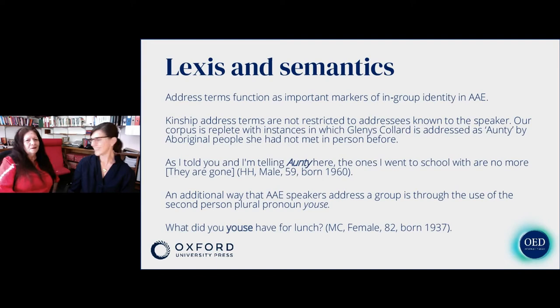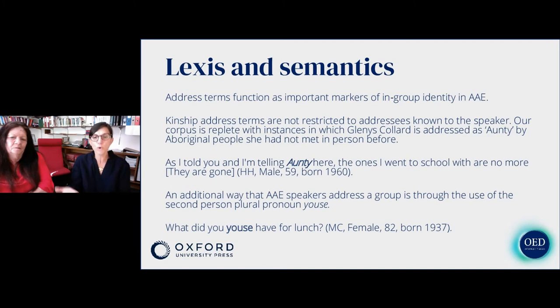It's all there. And the other thing that we found in our corpus is the use of 'youse' as a second person plural pronoun to refer to more than one person very, very clearly. So this group orientation really shows quite clearly in the actual language that is used and that is present in the corpus.